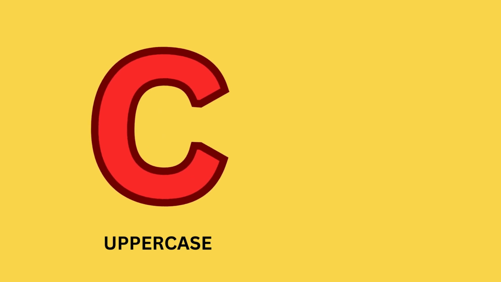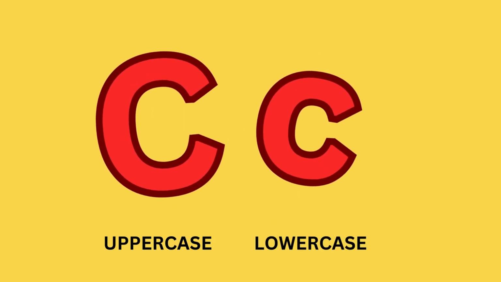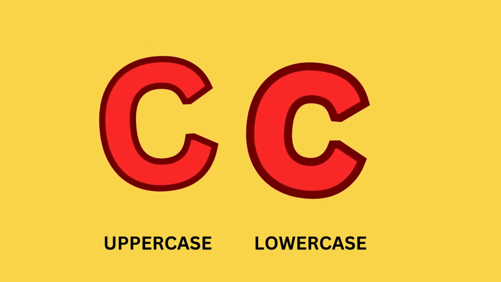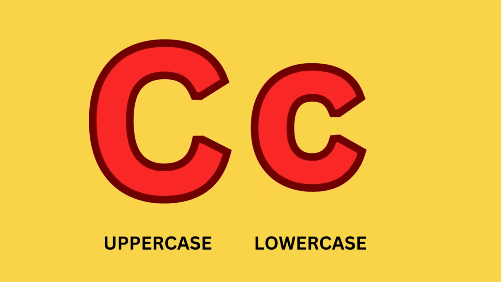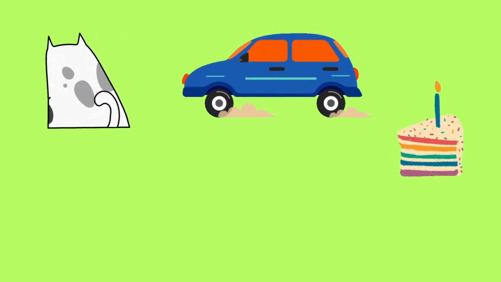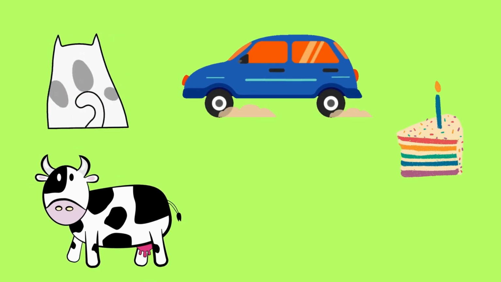This is uppercase C. This is lowercase c. C for cat, C for car, C for cake, C for cow, C for carrot.